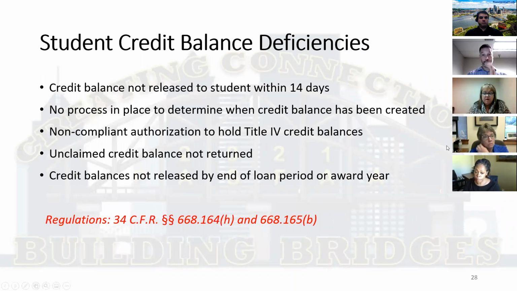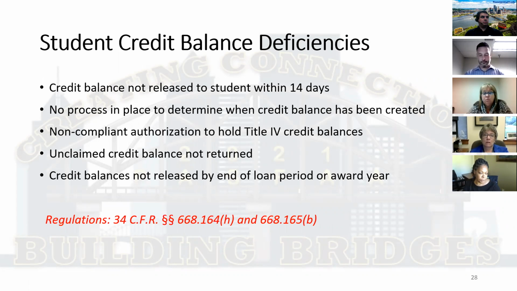Next, we're going to talk about student credit balance deficiencies. So a lot of times we'll find that the credit balance was not released within 14 days. There was no process in place to determine when that credit balance was created.